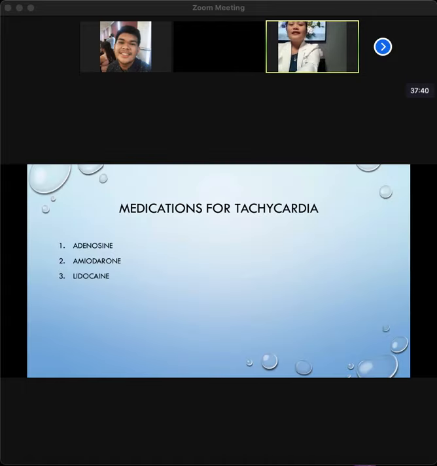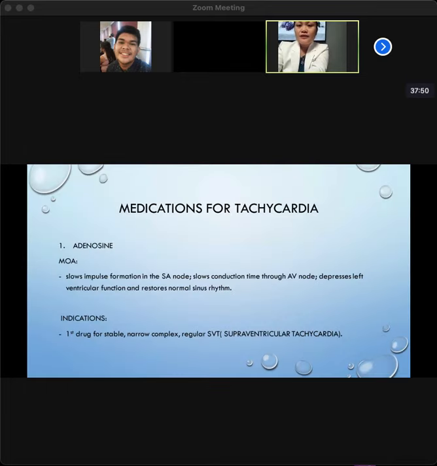Next one is the medications for your tachycardia. We have the adenosine, amiodarone, and lidocaine. The first is your adenosine, which slows impulse formation in the SA node. It slows conduction time through the AV node, hence depressing the left ventricular function and restores normal sinus rhythm. It is the drug of choice for stable, narrow complex SVT or supraventricular tachycardia.